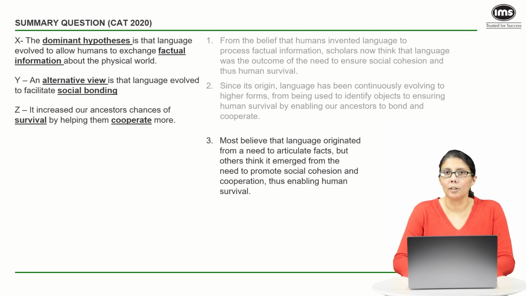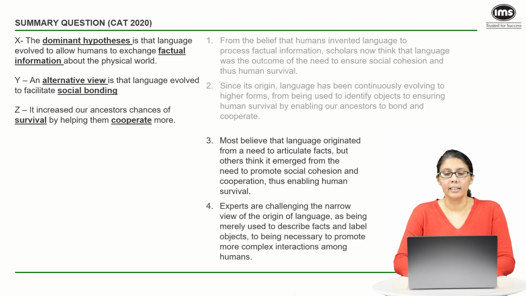However, always read all the options. So let's look at the 4th one. Experts are challenging the narrow view. Again, right here you should pause and think, what's the narrow view? Is there one view which is narrower than the other? Not really. Then, are there any experts? No, not really. So option 4 is inaccurate from the very beginning. We eliminate it and we can be absolutely sure that our answer is option 3.